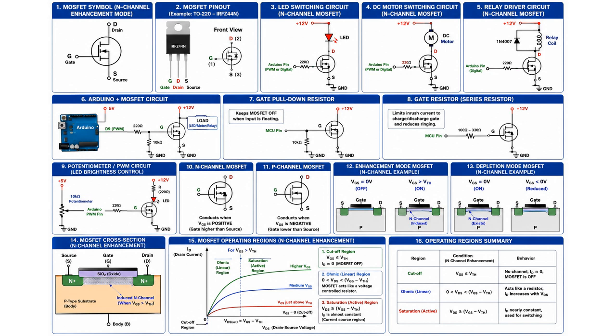Brightness control can also be done with a potentiometer. The wiper of a 10 kiloohm potentiometer can feed the gate through a series resistor. As you turn the potentiometer, the gate voltage changes and the LED brightness changes.